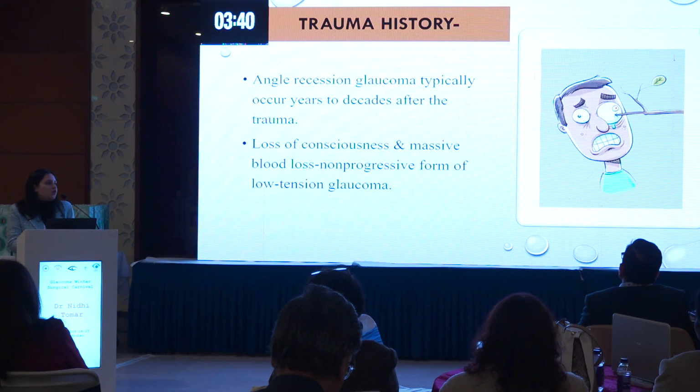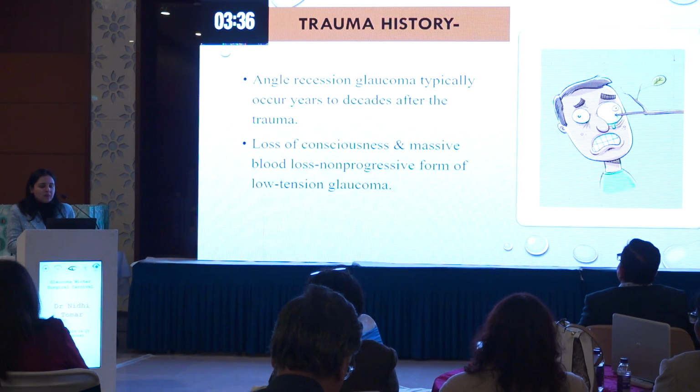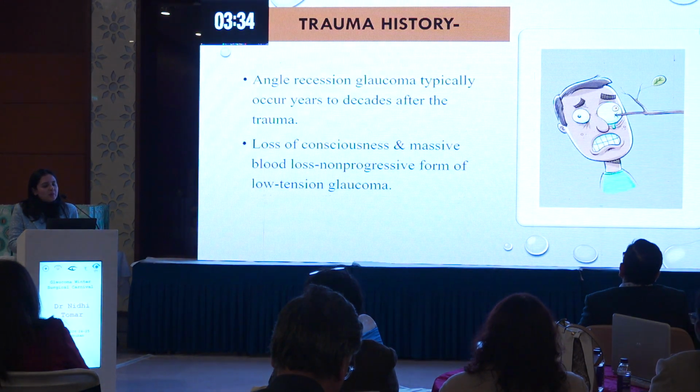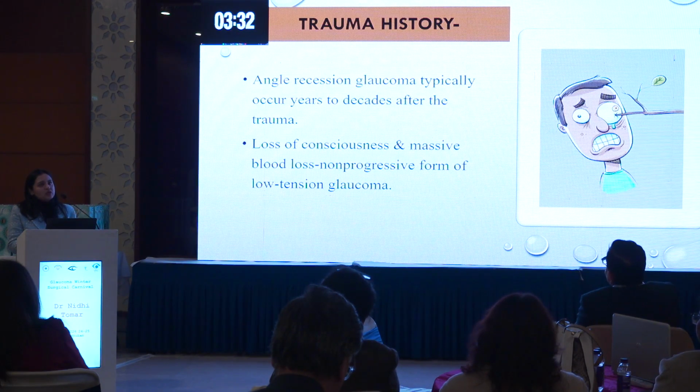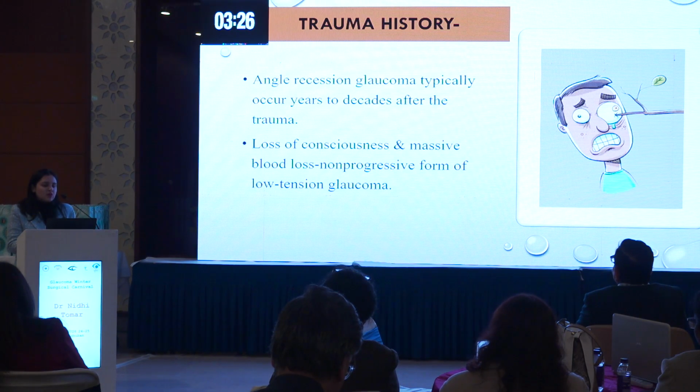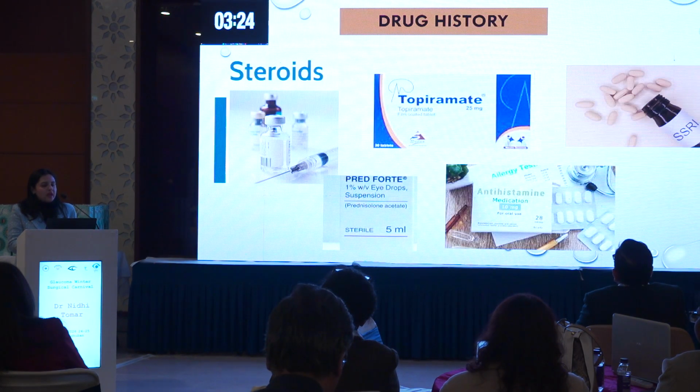Sometimes patients say no, I don't have any trauma history, but you have to ask, like, many years ago did you have any trauma, because angle recession glaucoma typically occurs years to decades after the injury. And if the patient had severe loss of blood, they also tend to have a risk of low tension glaucoma. Then drug history is very important.